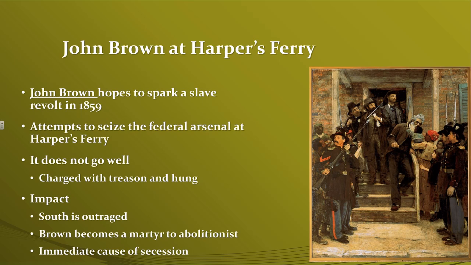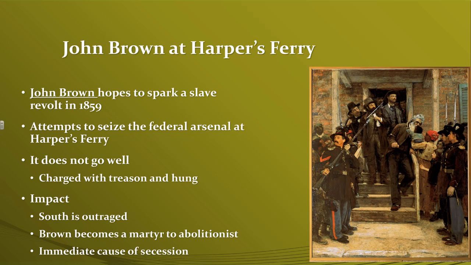Him and his sons are going to kill the guards and take over the arsenal. The slaves in the area are going to come to his aid. He's going to give guns to the slaves, and they're going to take back the city and even possibly start a civil war to abolish slavery. What actually happens, him and his sons go to Harpers Ferry, they kill the guards, they take the guns, not one slave comes to his aid, they are scared of the consequences.